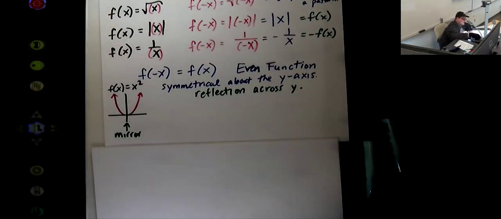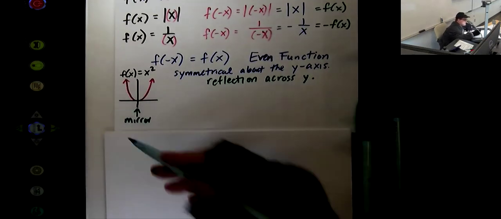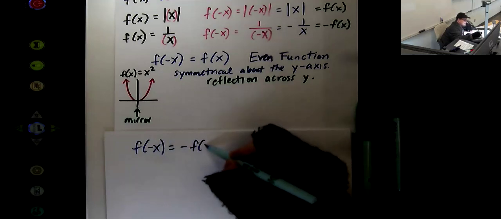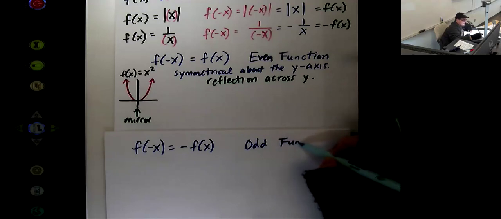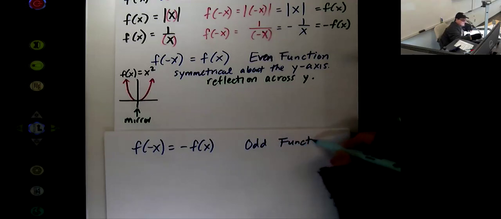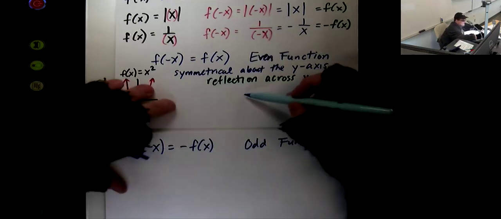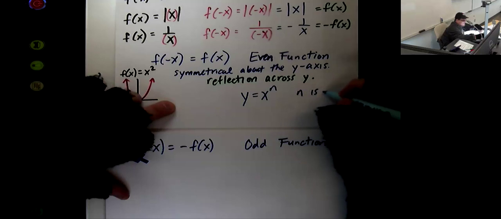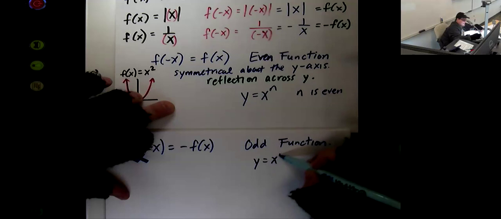Then we also saw f of negative x equals negative f of x. We call this an odd function. Where this happens with y equals x to the n and n is even, this occurs when y equals x to the n and n is odd.